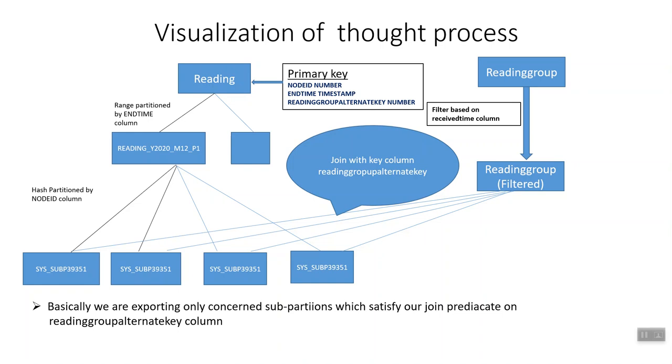So what I did in this case, I tried to select from the subpartition which has a matching reading group alternate key from reading group. Basically I created a loop which will go through each subpartition, and if it finds the matching reading group alternate key which we are getting from reading group, then we select that subpartition and only the filtered data of that subpartition.